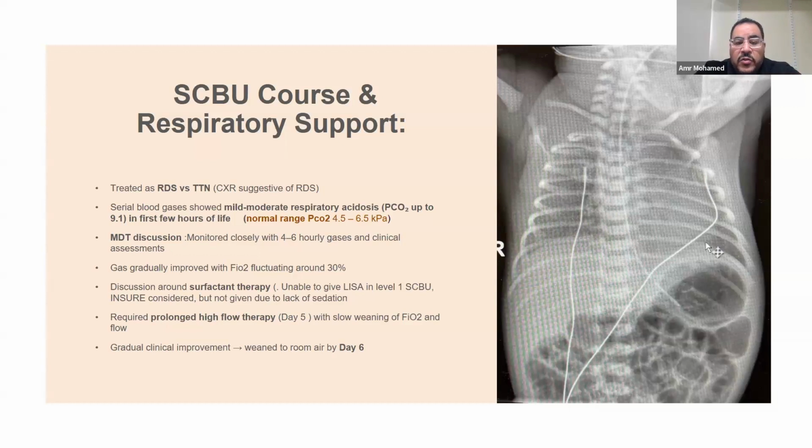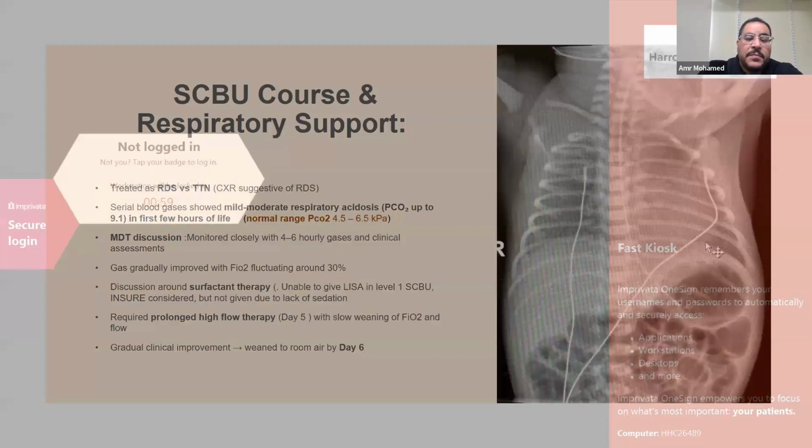So initially, the FiO2 was fluctuating around 30%. We were very optimistic because they are 36 weeks and FiO2 is around 30. We're very optimistic that we might wean them soon from high flow. So that's why we kept them in our unit. But we also discussed the surfactant therapy after having this X-ray and initial blood gases.